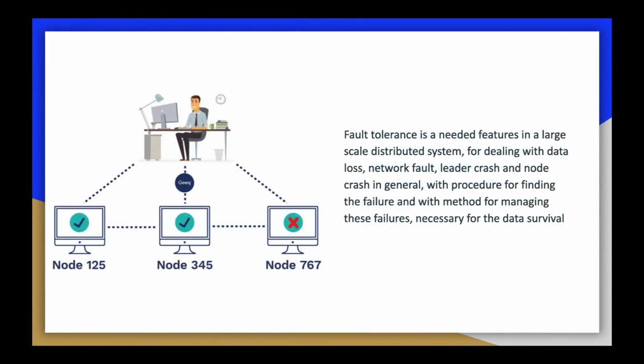So in the end, we can say that fault tolerance is a needed feature in a scaled distributed system for dealing with a lot of failures like data loss, network faults, leader crash, but also node crash in general. And fault tolerance also means an ensemble of procedures for finding the failures and also for managing these failures, necessary for the data survival.